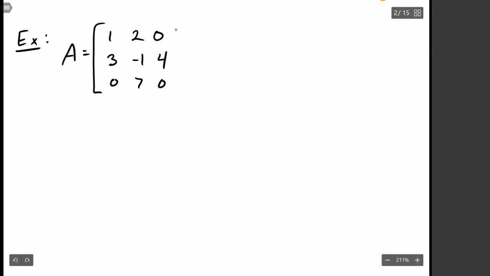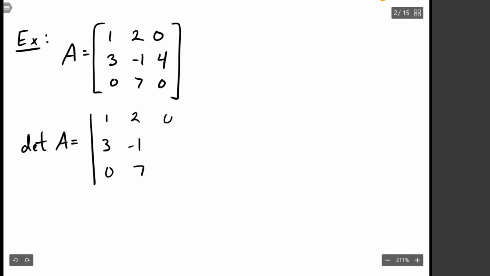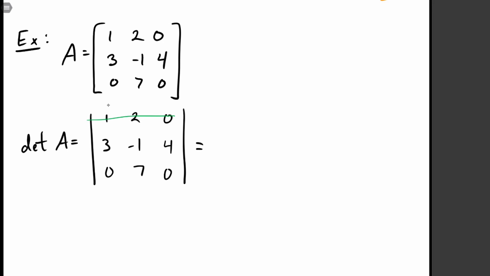All right. So let's do an example here. So if A is, I don't know, 1, 2, 0, 3, minus 1, 4, 0, 7, 0. Let's say this is our matrix, then the determinant of A is, 1, 3, 0, 2, minus 1, 7, 0, 4, 0. So again, I'm going to start out by crossing out the first row, and then we're going to start with the first column here.